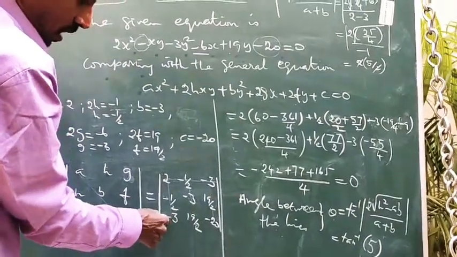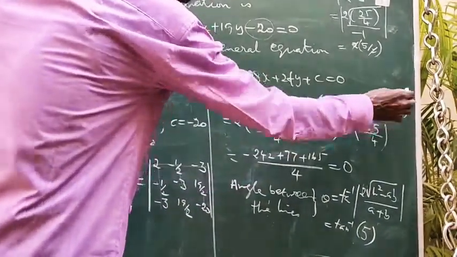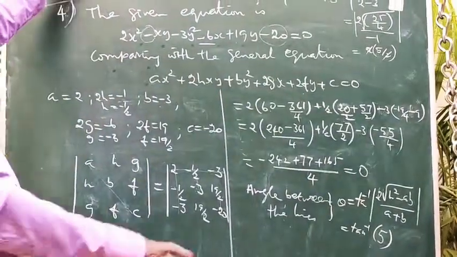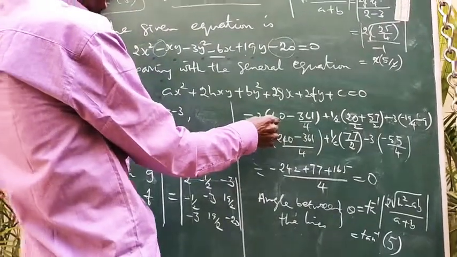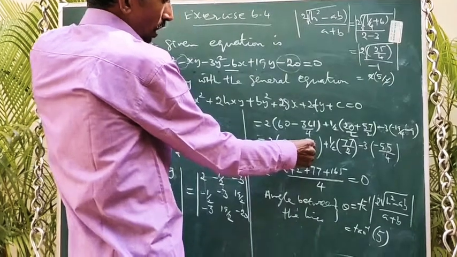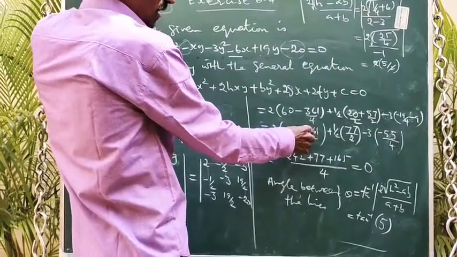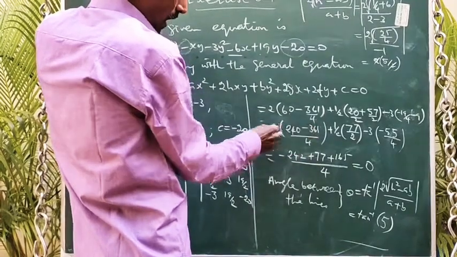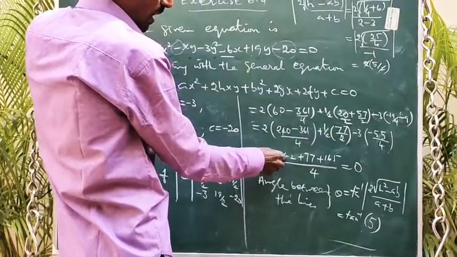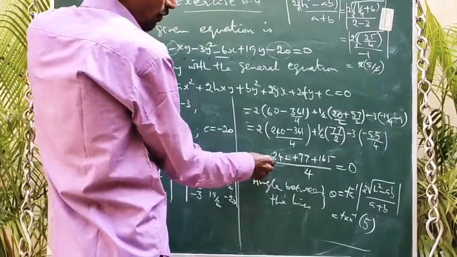What is that? So minus 3 into minus 3 plus 9, but second cross on minus, so we are getting minus 9. So look at here, we take the LCM. 16 into 4, 240 minus 361. Okay, so 240 minus 361 is minus 121 into 2 minus 242.